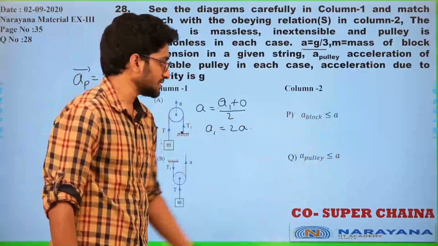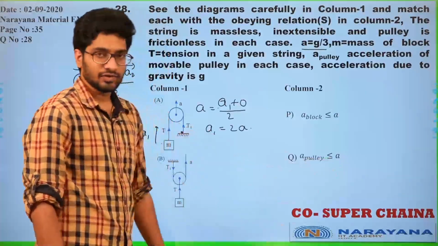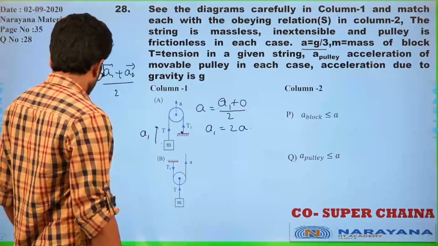In this option you have acceleration of the block less than a. And here the acceleration of the pulley is less than or equal to a. It is not less than or equal to a, it is just given as a. So let us look at the other two options also.